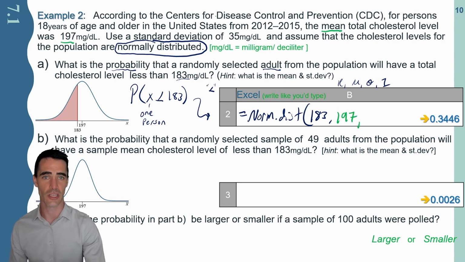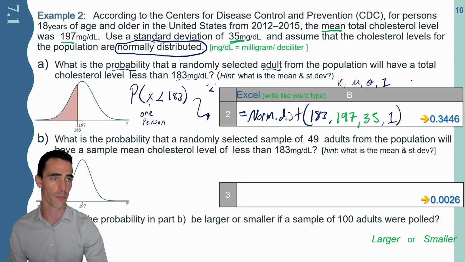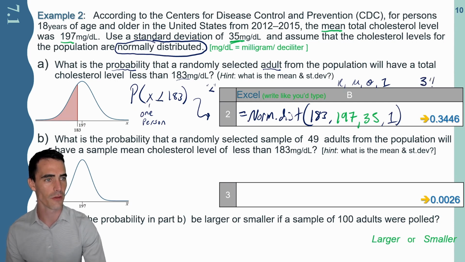Then it says the standard deviation. Here we go. Standard deviation is 35. And of course, that last input is always a 1. And so I get my probability here, no problem. In fact, the probability it says is 0.3446. Or if I want to think about that as a percentage, I can write 34%. And that's for one individual.